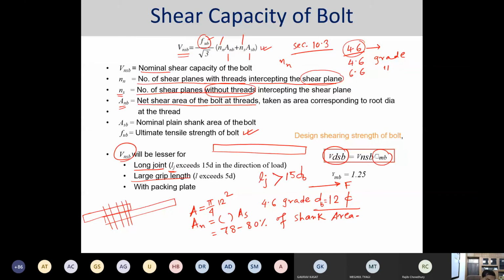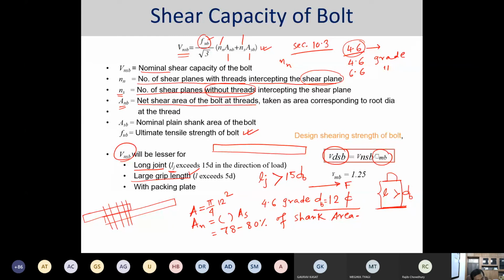Similarly, for the larger grip length, what is meant by the grip length? You have seen the first figure. The grip length between the nut and the thread, that is called the grip length. Here the washer is there, and here the nut is there. So if this length exceeds 5 times dB, that means the diameter of the bolt, then it is called a large grip length.